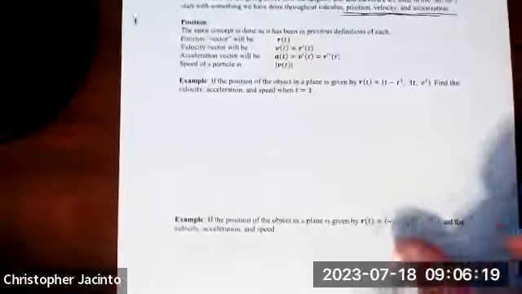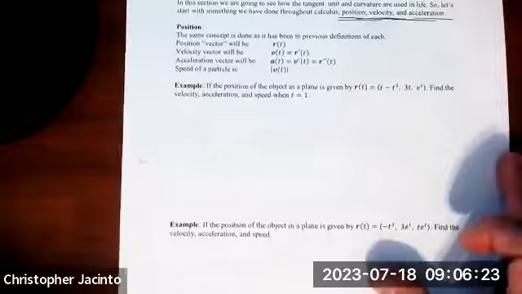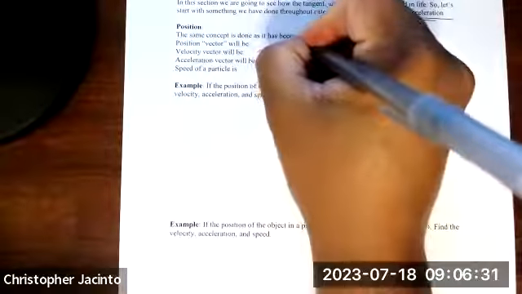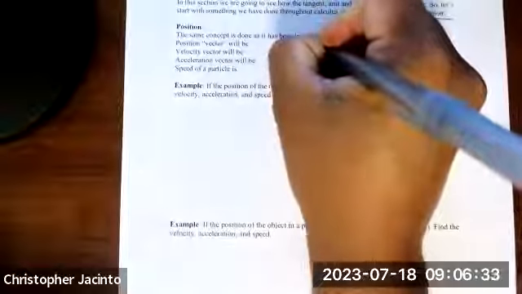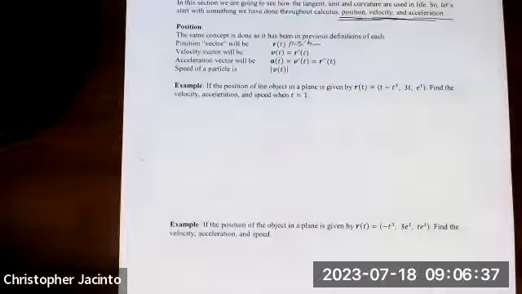First of all, we'll go over a couple of definitions, positions. Again, the same concept as before. In this case, because we have a vector, r of t will be our vector, so this is going to be our position function, or position vector. v of t is going to be the derivative of r of t, which is the velocity, and then a of t is the derivative of velocity, or the double derivative of the position. So the same thing applies there.